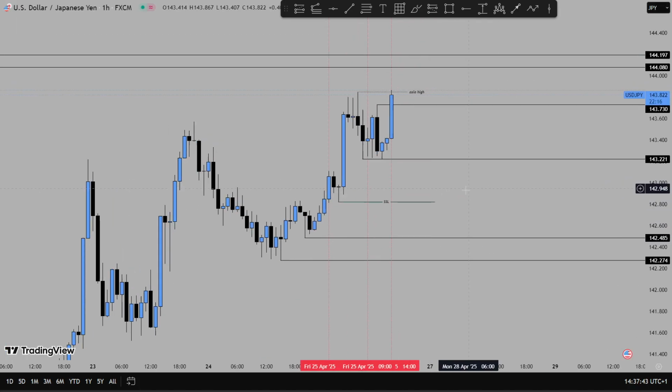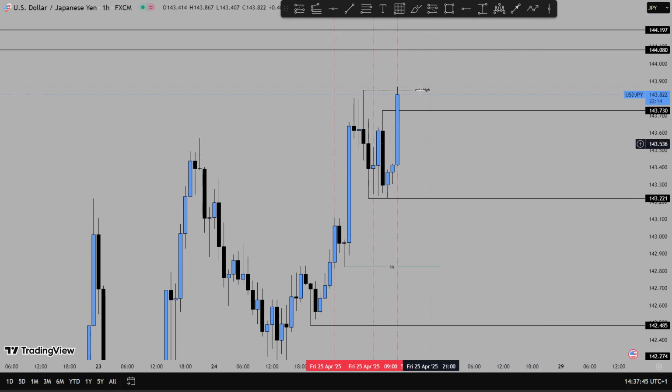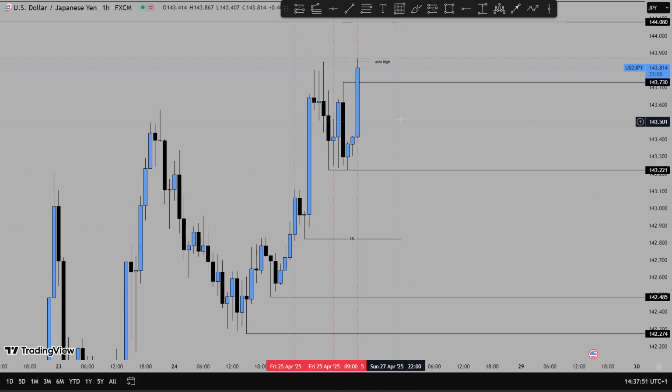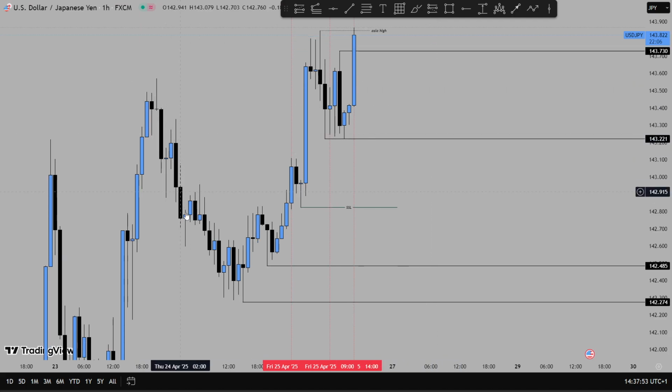Let's get down to the 1 hour. We just took out the Asian session highs, we already took out the London session highs, and on the hourly it's a bullish order flow. As you can see, higher high, higher low, higher high, higher low, higher high, and then probably higher low.